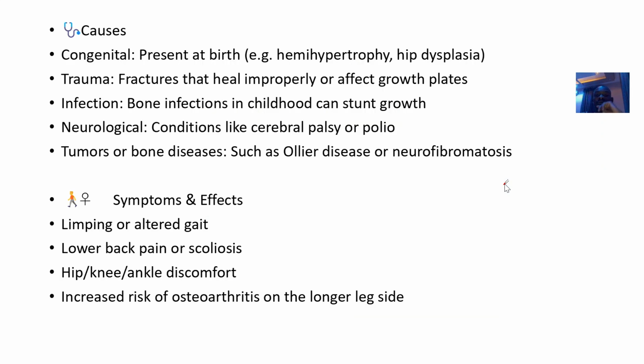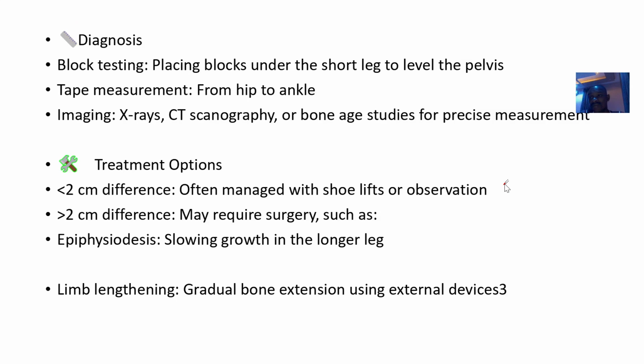So causes could be congenital issues from birth, then could be traumas, infections, neurological issues, tumors, or bone diseases. Symptoms and effects are limping or altered gait, lower back pain or scoliosis, hip, knee, ankle discomfort. There's increased risk of what? Your joints becoming inflamed, due to maybe imbalance in weight-bearing allocations.